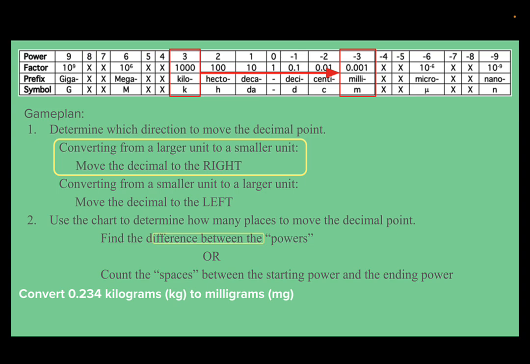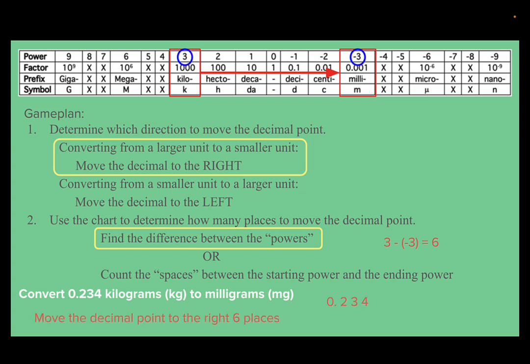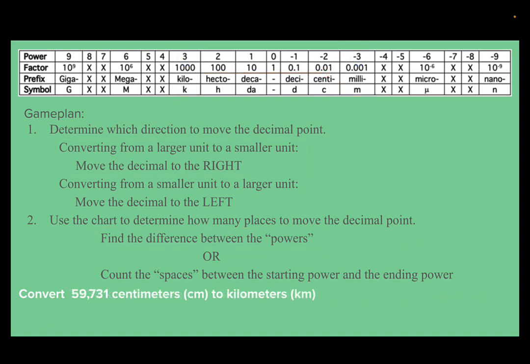Now use the chart to determine how many places to move the decimal point. For this example, let's find the difference between the powers. Kilo has a power of 3, while milli has a power of -3. The difference between 3 and -3 is 6. To convert 0.234 kilograms to milligrams, we are simply going to move the decimal point 6 places to the right. Check it out. Fill in the spaces with zeros, and we see that there are 234,000 milligrams in 0.234 kilograms. Pretty simple, right? Let's follow the game plan to work another conversion.